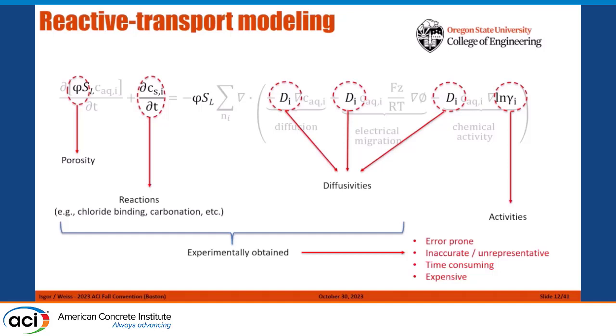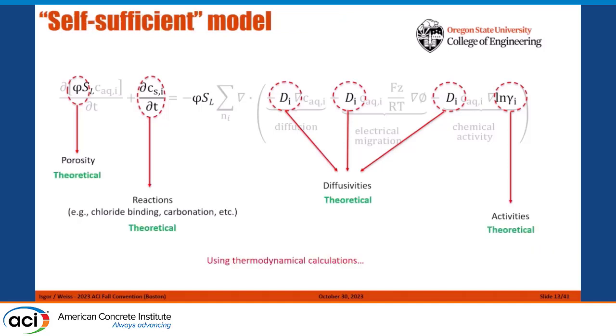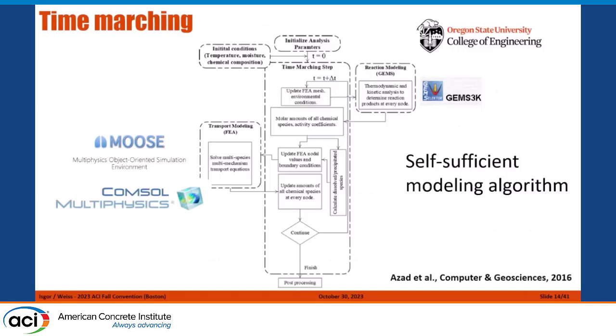So the idea that we developed was, can we obtain these input data that we need to solve these equations, say using the finite element method, using theoretical approaches instead of experimentally obtaining them? Can we get them theoretically? And that's what we call self-sufficient reactive transport modeling. And when we say self-sufficient, it is not necessarily that we don't need any experiments. I'll show you that there are some experiments we still have to do, but they're more fundamental than just doing a diffusion coefficient experiment, for example.